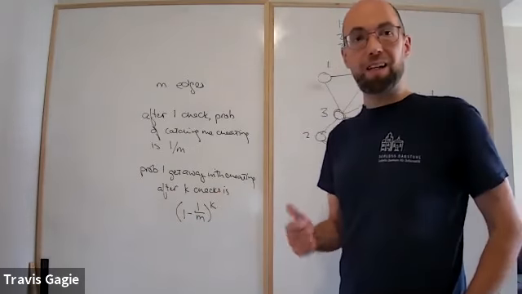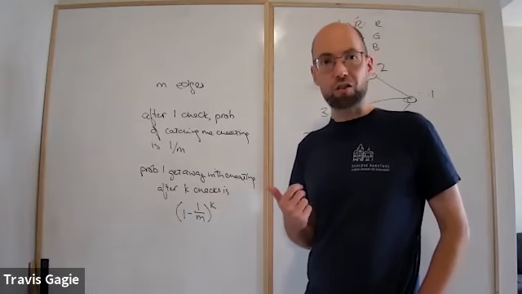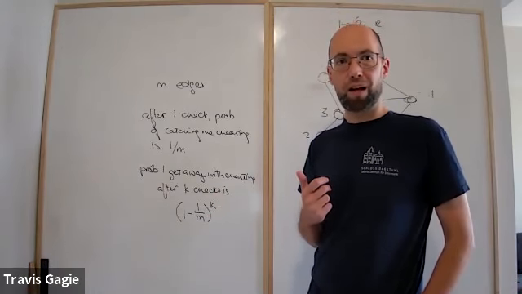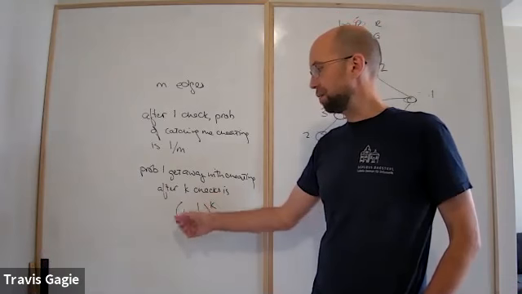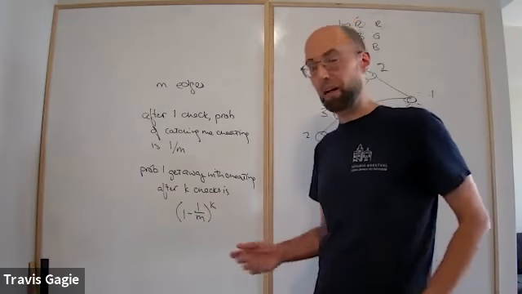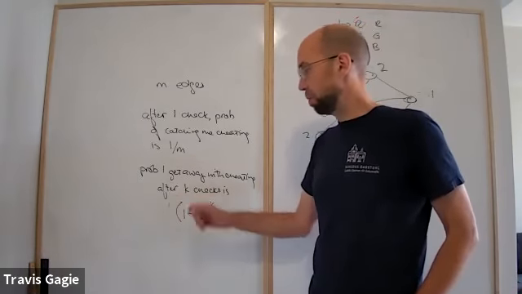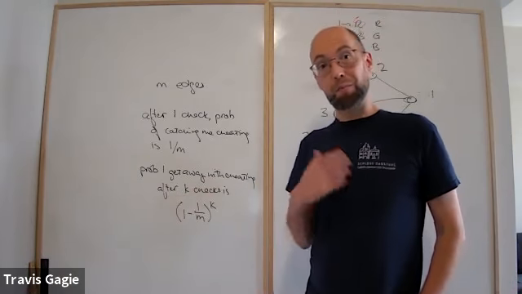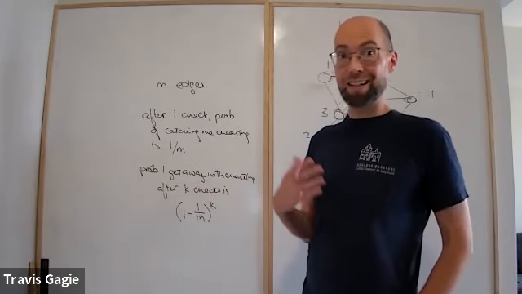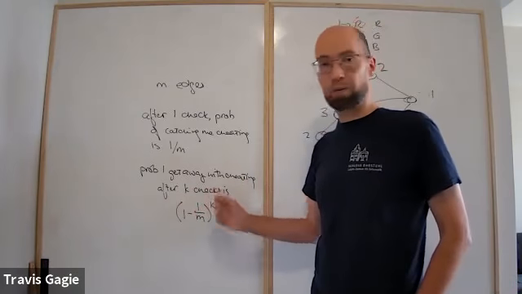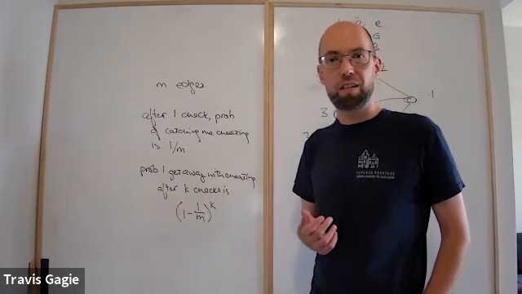So this is the probability. If the probability I get caught at each check is 1 over m, then the probability I don't get caught is 1 minus 1 over m. And so the probability that I don't get caught in k checks is (1 minus 1 over m) to the k, isn't it?